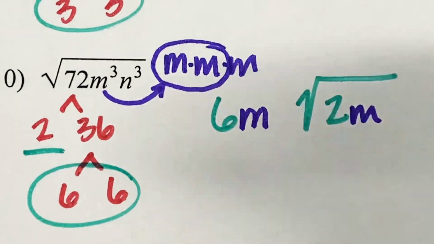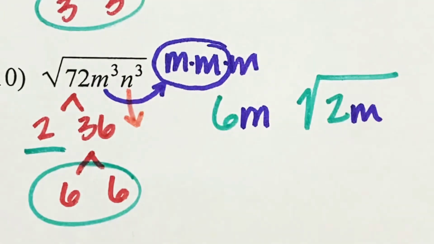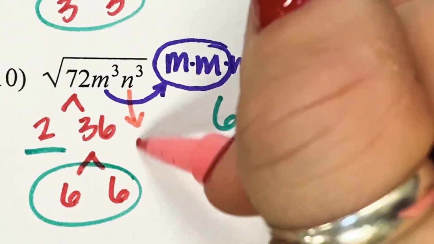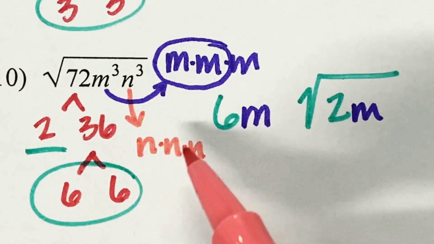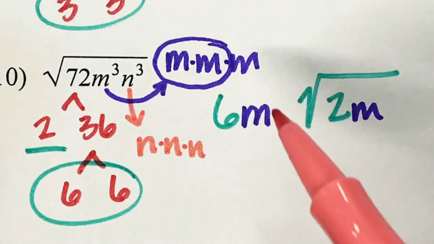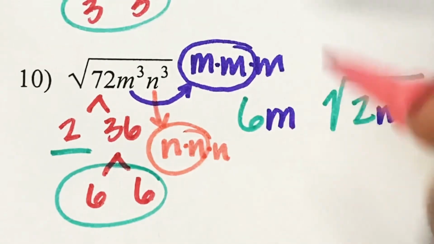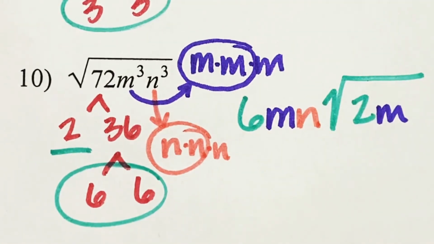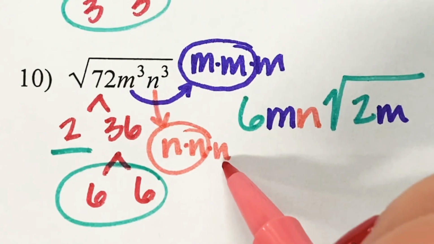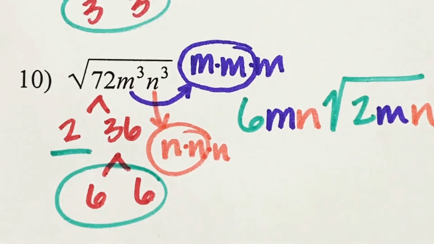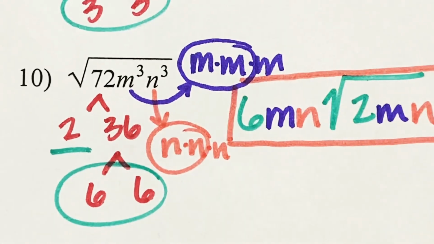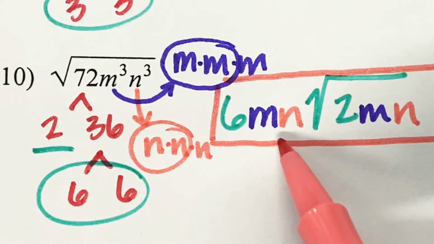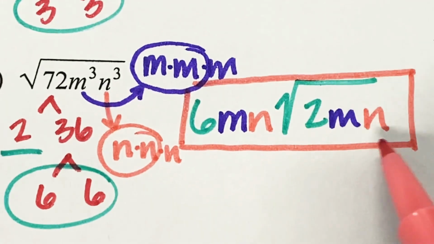Okay, so now let's do our n's. Okay, so I'll do my n's right here. N cubed again, so n times n times n. How many n's can couple up and leave? So 2 of them. They create one couple that got to leave. And how many n's stay inside? 1n. So our final simplified answer is 6mn root 2mn.